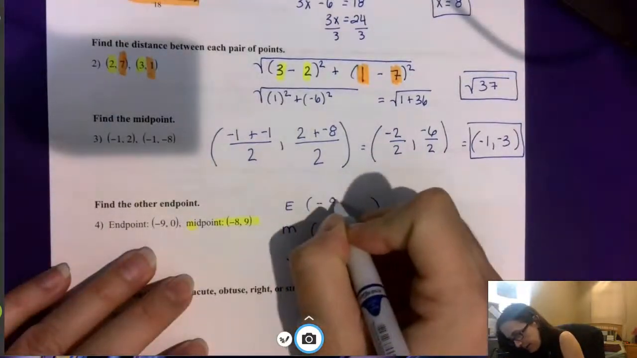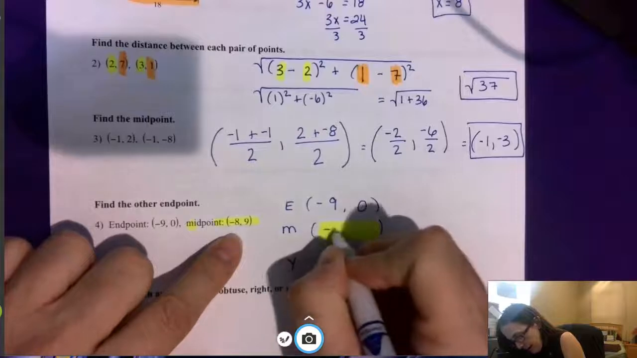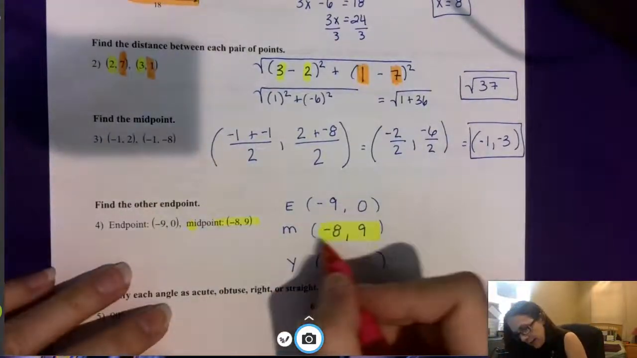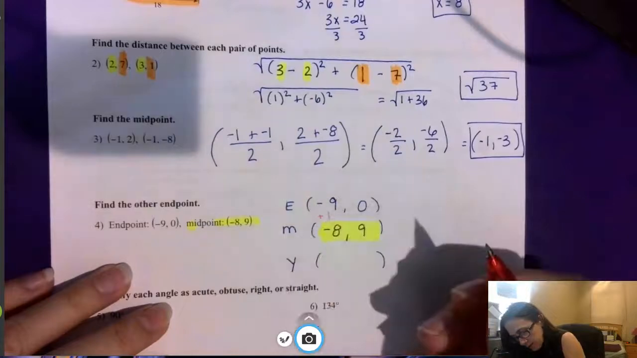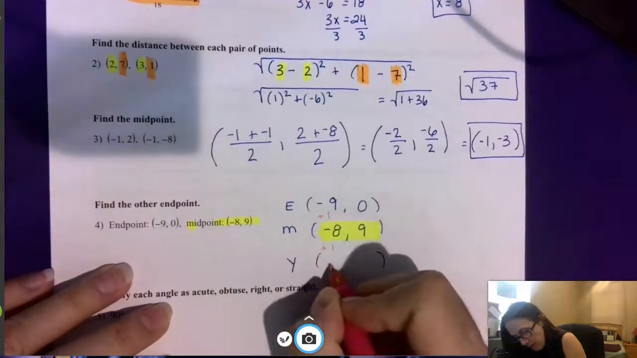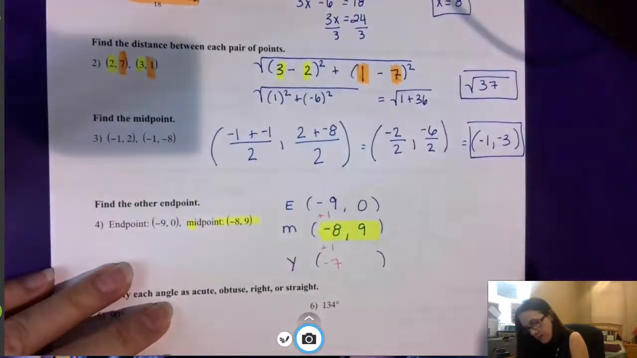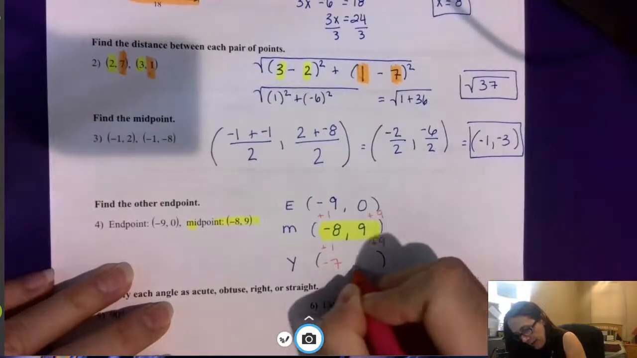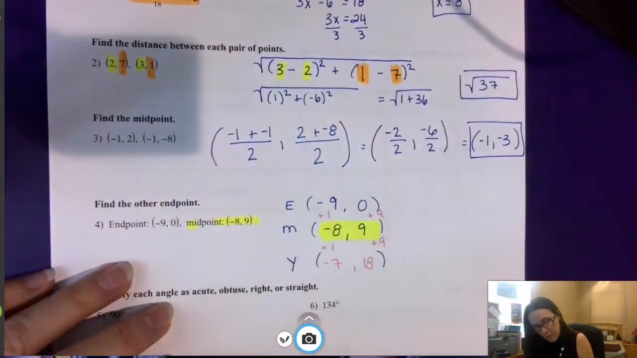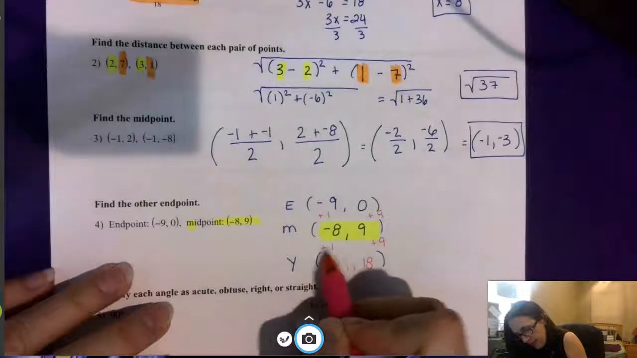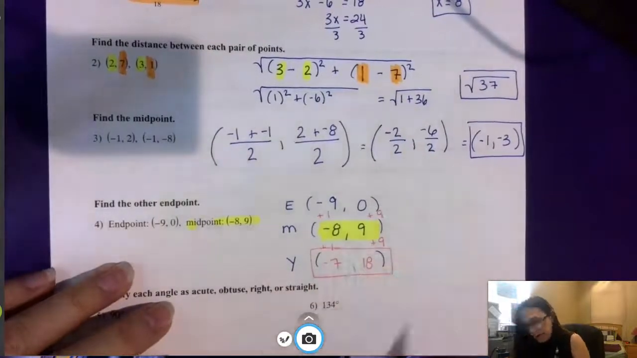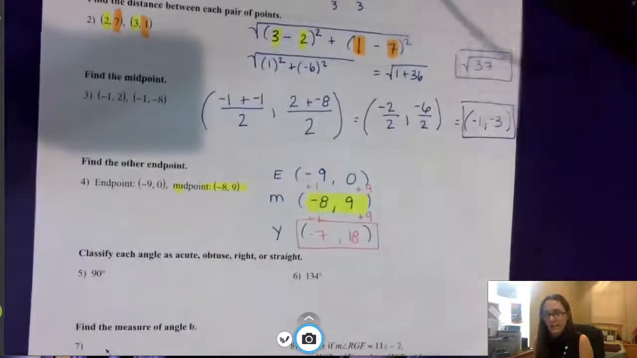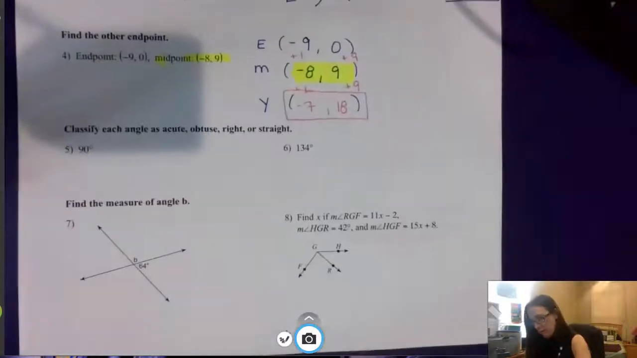Okay, so I have negative 9, 0. I have negative 8, 9. Now to get from negative 9 to negative 8, I'm going to add 1. So I would add 1 more, and that would bring me to a negative 7. From 0 to 9, I add 9, and if I add another 9, I end up at 18. So my point here should be negative 7, 18 is my other endpoint. Again, I'm going fast. You should pause and work them out.